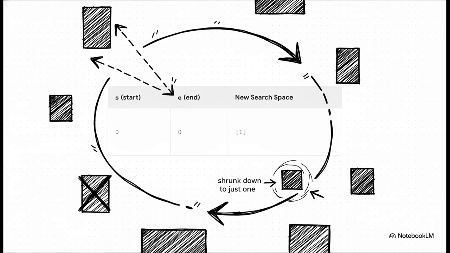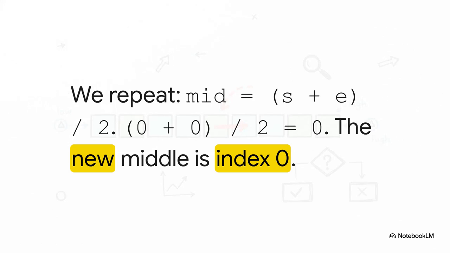And now we start the loop all over again. But look at our pointers now. S is still at 0, and our new E is also at 0. In just one single step, our search space has shrunk from 4 items all the way down to just 1. So we just repeat the process. We calculate the new middle. 0 plus 0 divided by 2 is, well, 0. So our mid pointer now points to index 0.